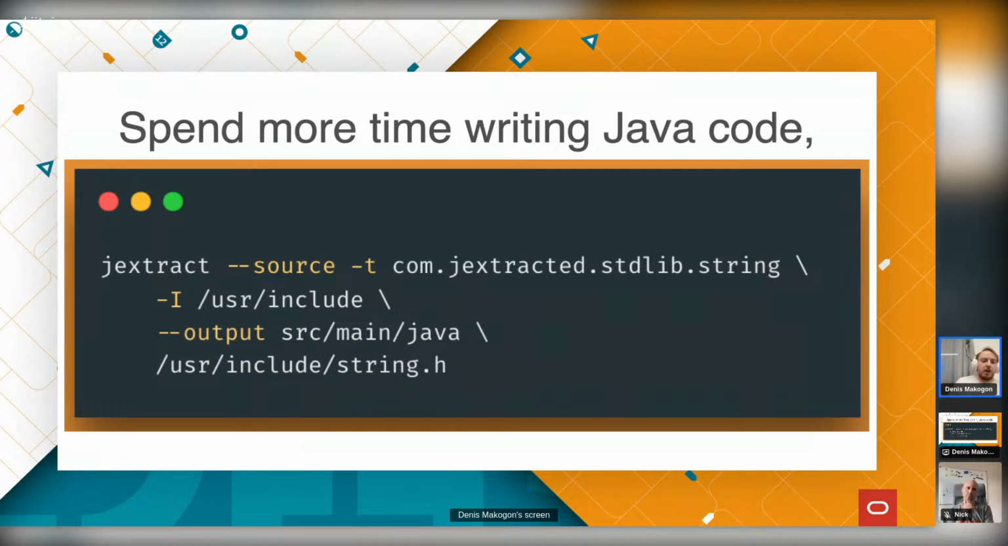So if you want to generate, let's say, code for the C standard library, let's say for stdio, you can use Jextract to point to a specific header file, and then using clang, Jextract will parse the header file and extract every native symbol mentioned in that header file.